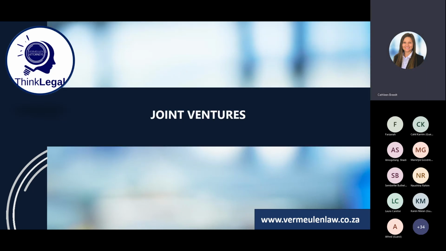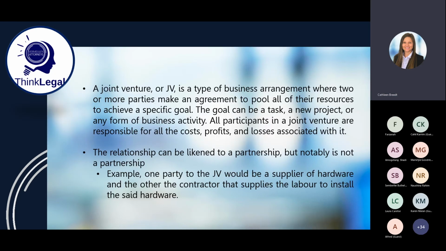Then another fun agreement is a joint venture. So probably heard of it, probably don't have a clue what it is, but let's talk about it. So a joint venture or JV is a type of business arrangement where two or more parties make an agreement to pool their resources to achieve a common specific goal. The goal can be a task, a project, any form of business activity, and all participants of the joint venture are responsible for all of the costs, profits, and losses associated with it.